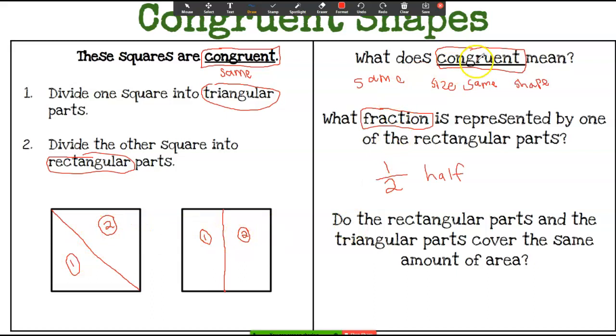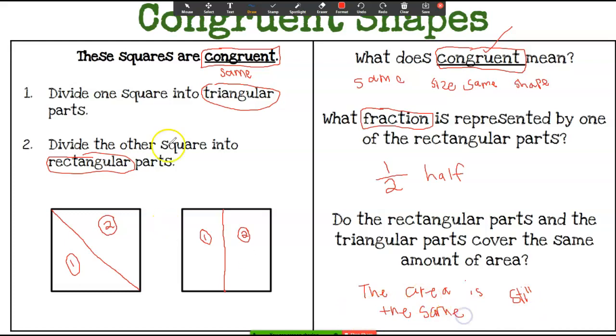Since they are congruent, and they are the same size, and they are the same shape, even though this one is broken into triangles, and this one is broken into squares, the area is still the same because they are congruent. Don't think just because one is triangular and one is rectangle that they are different.